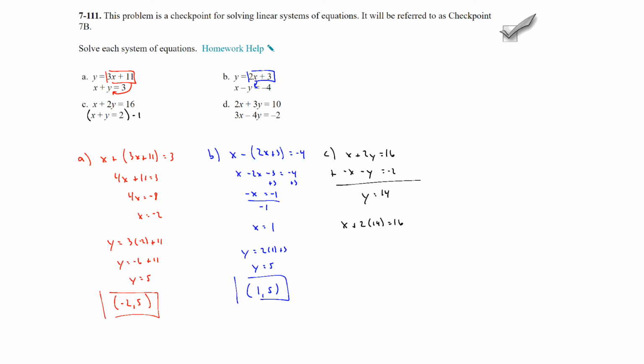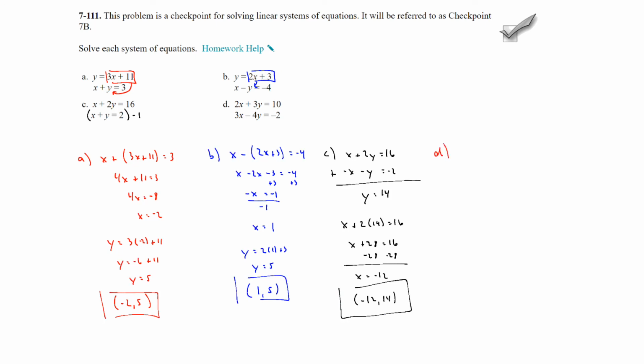and then I can plug that back into one of the two equations. I'm going to plug it back into the first one. We get x plus 28 equals 16. Subtract 28. X is equal to -12. So -12 comma 14 would be the solution.